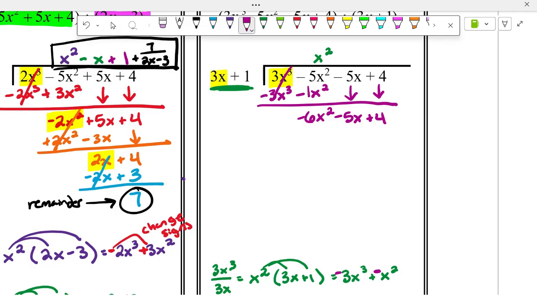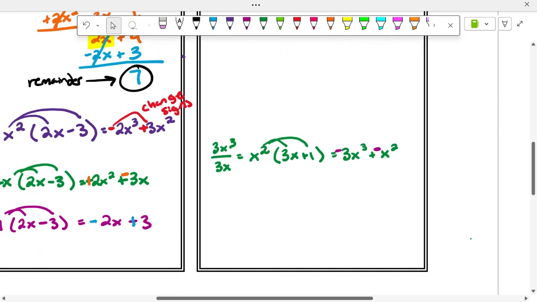All right, what's my next step? Marley. Right, divide negative 6x squared by 3x. So if I do negative 6x squared divided by 3x, Marley, what do I get?